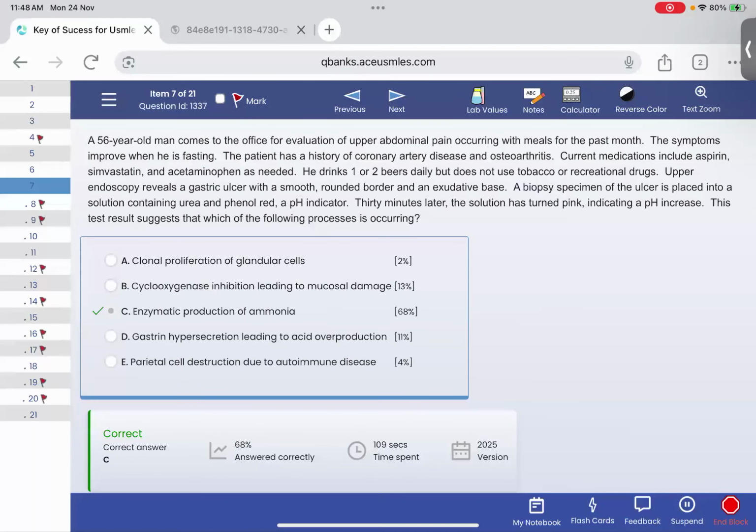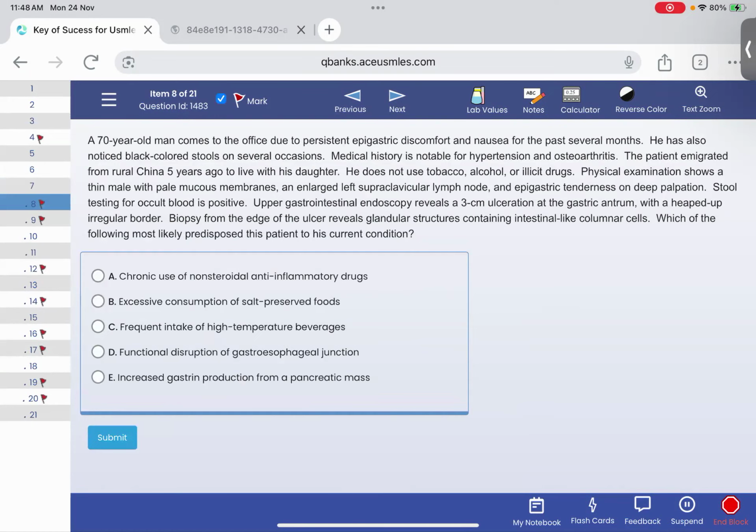Doctor, why not D, gastrin? No, they are actually asking about the test result, right? Not about the pathogenesis of the disease. All right, next question.